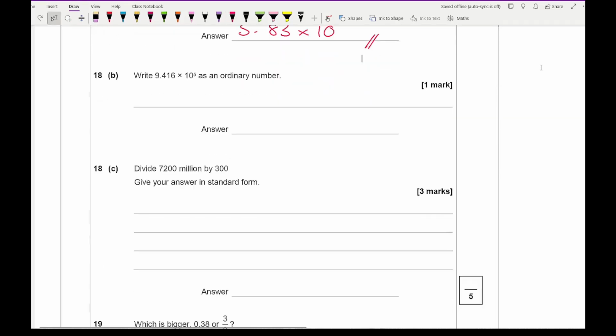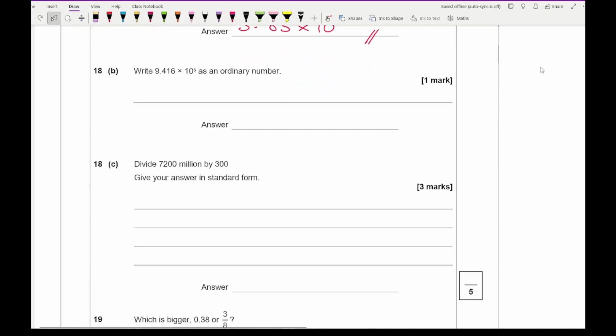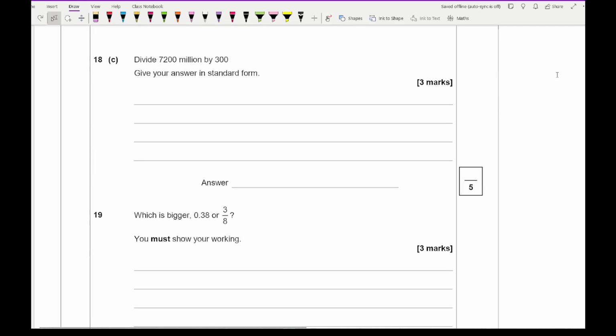Then moving on to question 18b, it says write 9.416 times 10 to the power of 5 as an ordinary number. So here I've got 9.416. I'm going to move the decimal point 5 places, so 1, 2, 3, 4, 5, and I fill in the empty gaps with zeros, so that's going to give me a final answer of 9,416,00.